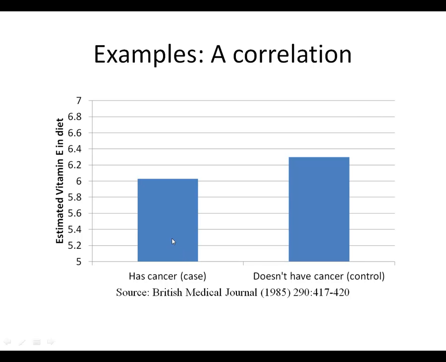So of that population that they collected this vitamin E data from, the people who had cancer at some point during that period had lower levels of vitamin E in their diet at the beginning of the study than the people who did not. Okay, so if vitamin E is protecting you against cancer, then you would expect those things to be correlated. But the fact that they were correlated doesn't actually prove the causation.